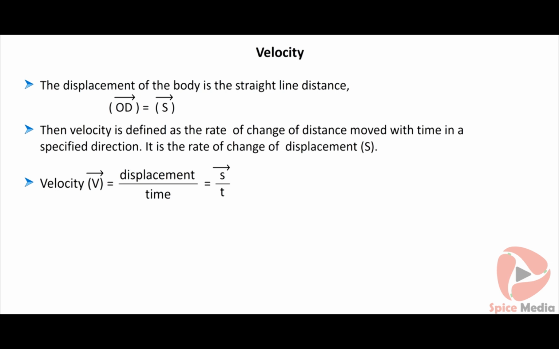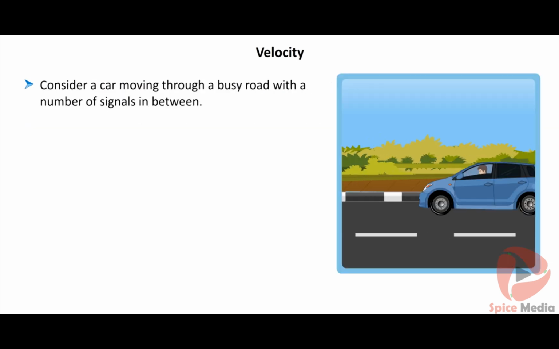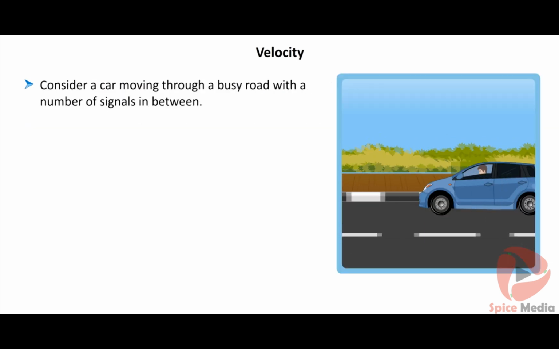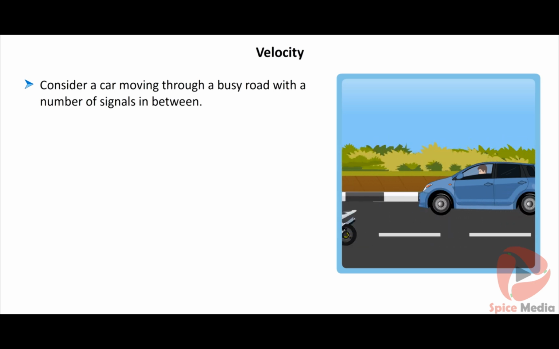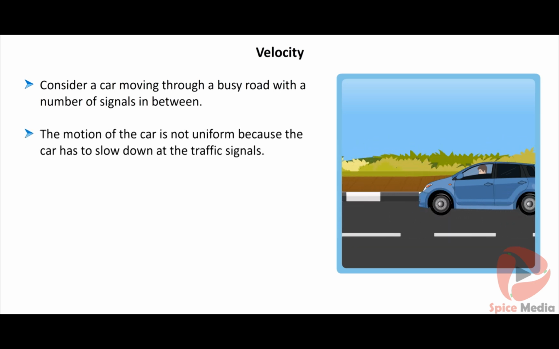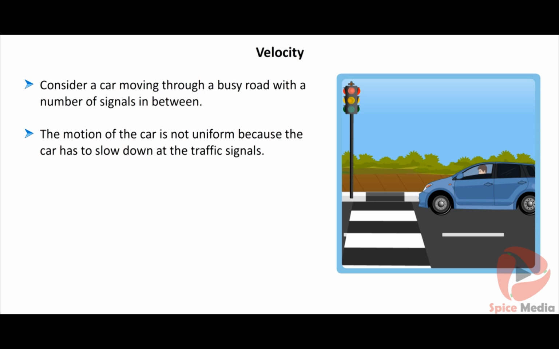Have you ever been caught in a traffic jam? Consider a car moving through a busy road with a number of signals in between. The motion of a car is not uniform because the car has to slow down at traffic signals. Here, the displacement and the time vary. So speed and velocity both will be varying.